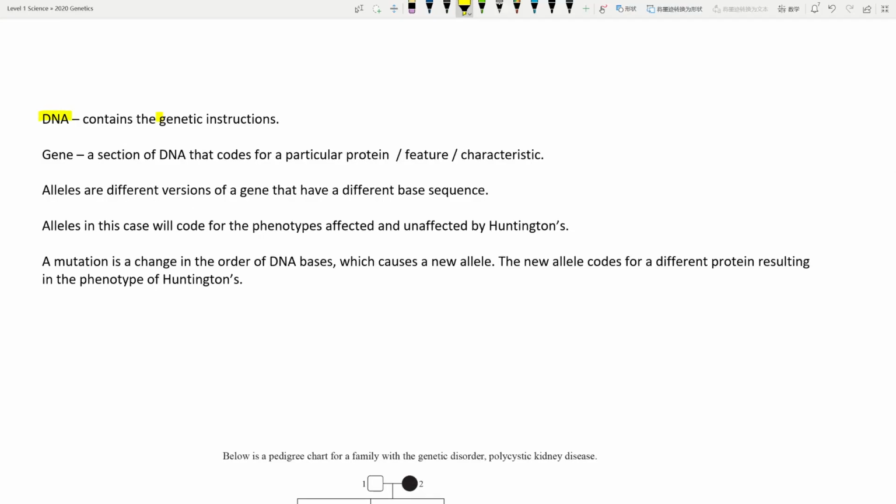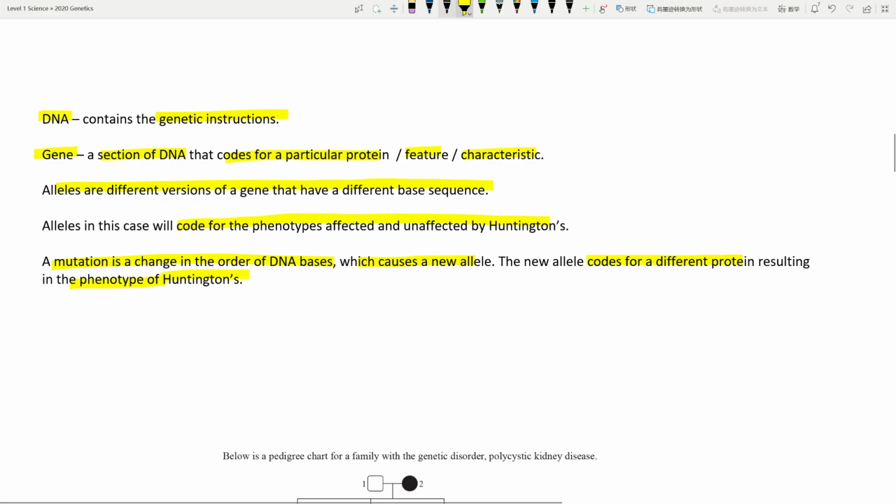So here are some definitions. DNA contains the genetic instructions, genetic information, material, whatever you want to call it. A gene is a section of DNA that codes for one particular protein, feature, characteristic, or trait. We accept all of those words. Alleles are different versions of the same gene. They have different base sequences, and they code for different phenotypes. A mutation is a change in the order of the base sequence, which makes a new allele and a new protein, which means a new phenotype.